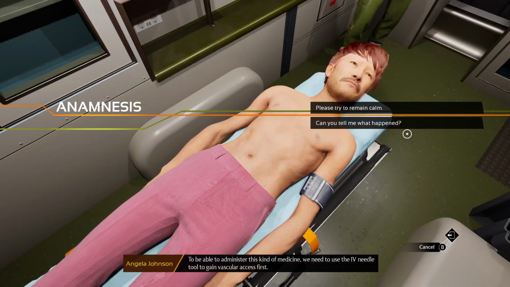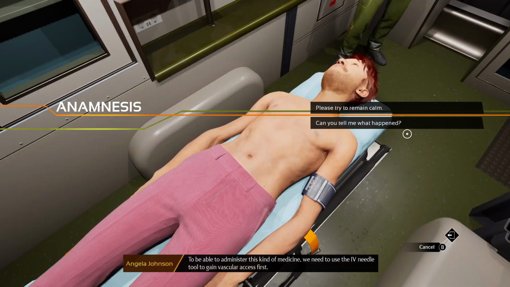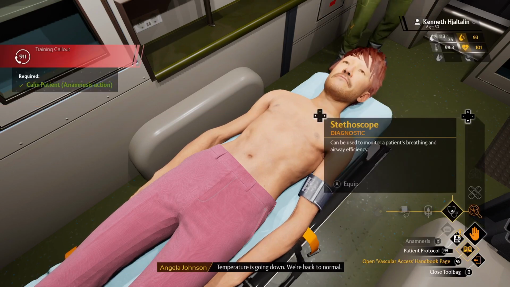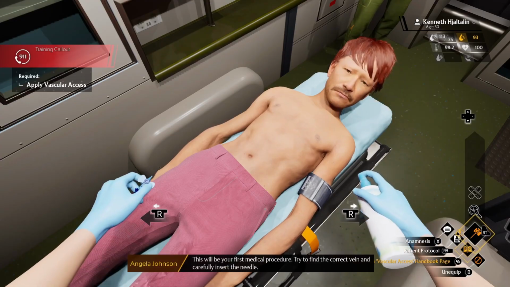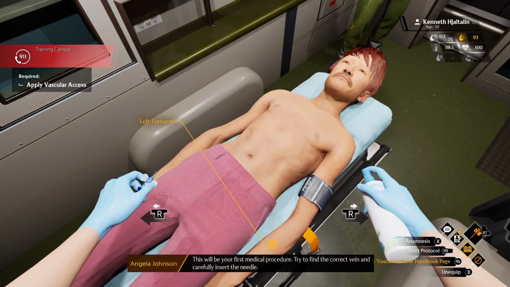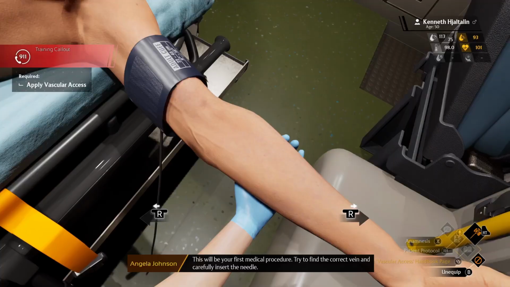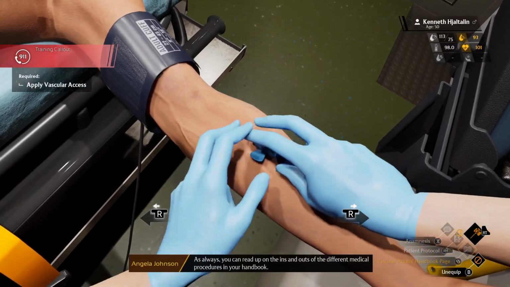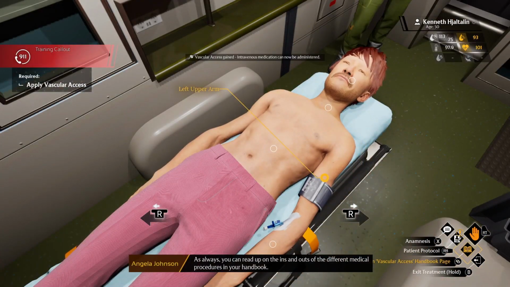To be able to administer this kind of medicine, we need to use the IV needle tool to gain vascular access first. Temperature is going down. We're back to normal. This will be your first medical procedure. Try to find the correct vein and carefully insert the needle. As always, you can read up on the ins and outs of the different medical procedures in your handbook.